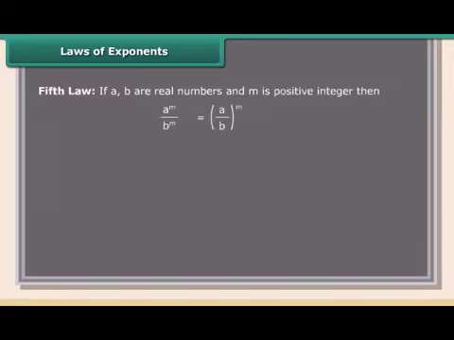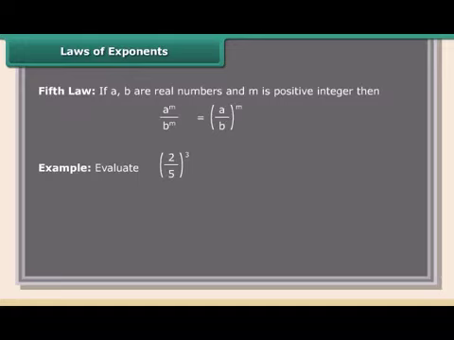Fifth law: if a, b are real numbers and m is a positive integer, then a^m upon b^m is equal to (a/b)^m.